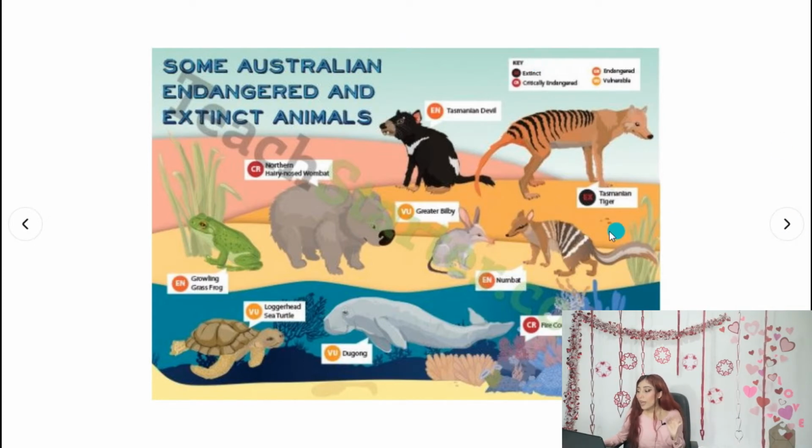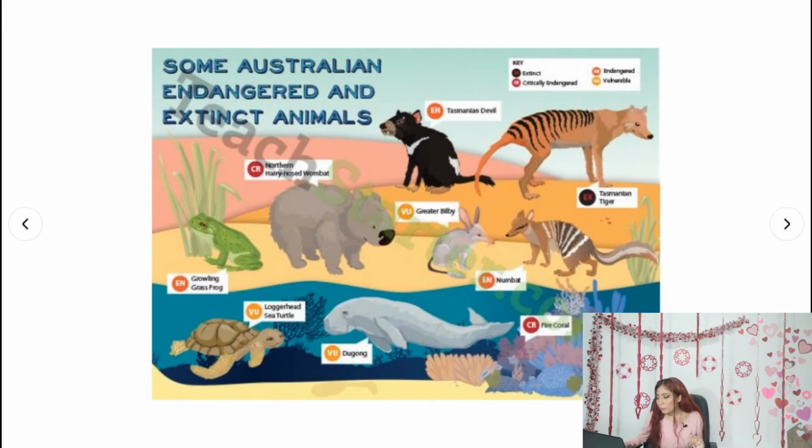Here, we have the Tasmanian tiger. Okay, that's pretty sad. There aren't any more Tasmanian tigers in our world. Now, critically endangered, with the red circle, we have the northern hairy-nosed wombat. It's so cute. Now we have the fire coral. Okay, this is in here. This is an animal too.